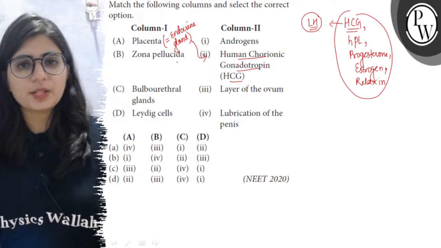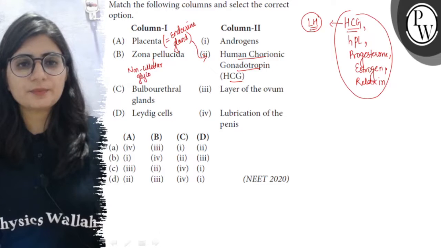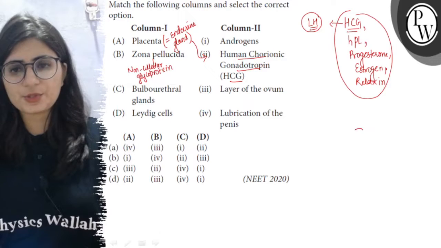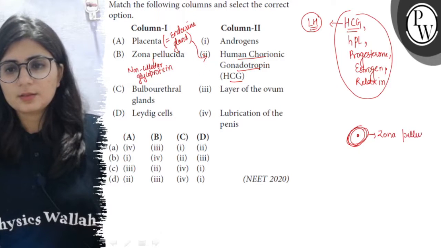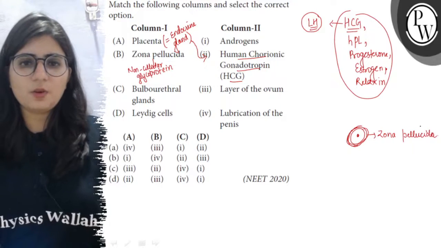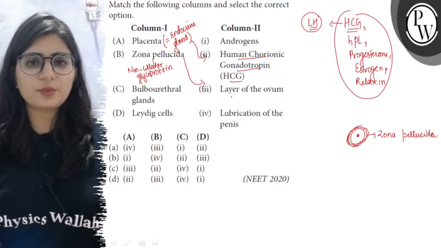Now zona pellucida. So zona pellucida is a non-cellular, or we can say it is an acellular layer which is made of glycoproteins, and this layer is present around the ovum or the secondary oocyte. So this is the secondary oocyte. So around it there will be a thick layer of glycoproteins, and this layer of glycoproteins is known as the zona pellucida. So zona pellucida is the layer of ovum. So B goes with 3.